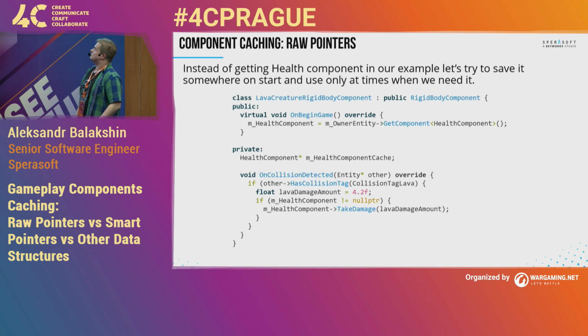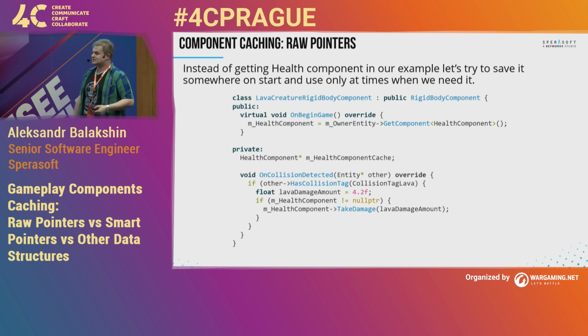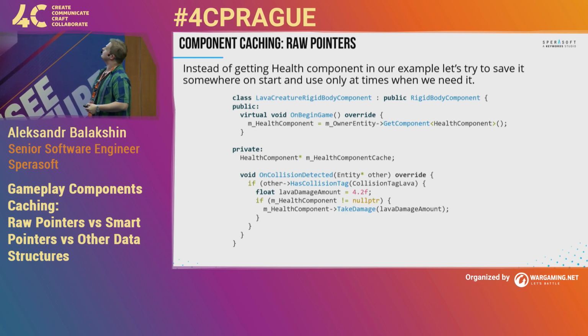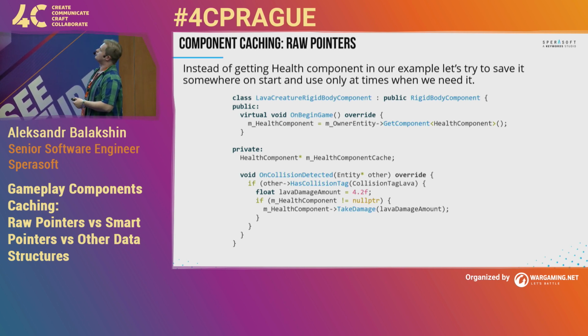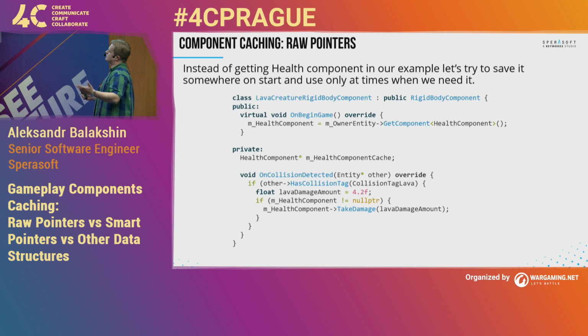A very straightforward approach: let's use a raw pointer. We add a new member variable to our class, health component cache. It will point to this component. In our begin game, we try to get this component from the entity. Yeah, it's still expensive, but it happens at least only once. And when we detect collision, we check that it's not a multiplier, and here we can just apply damage. Wow, cool. We save time and have only one level of indirection while working with this.